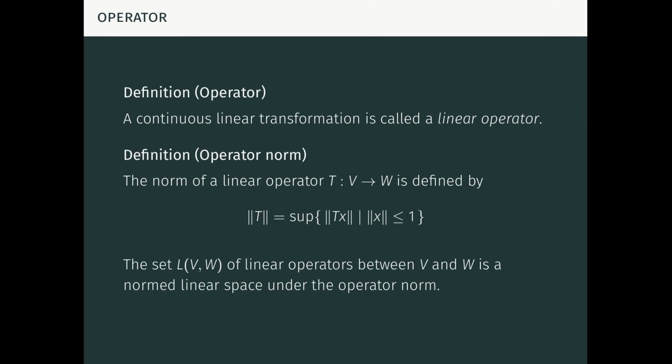Now, if we consider the set L(V,W) of linear operators between V and W, that forms a vector space because we can add and scalar multiply these operators pointwise. It forms a normed linear space under the operator norm defined here.